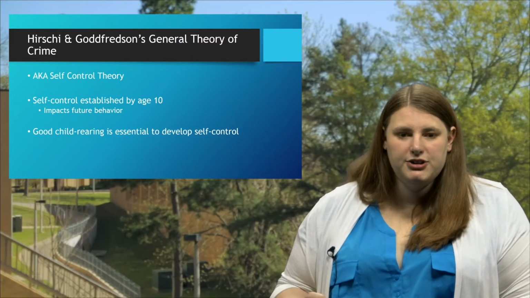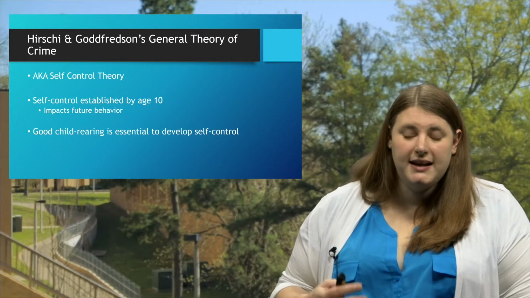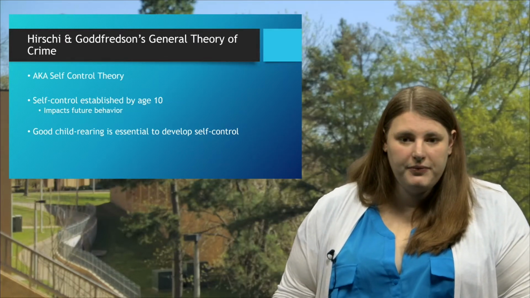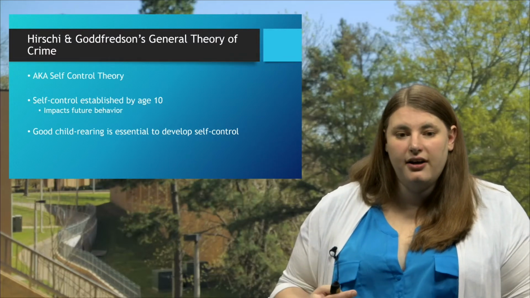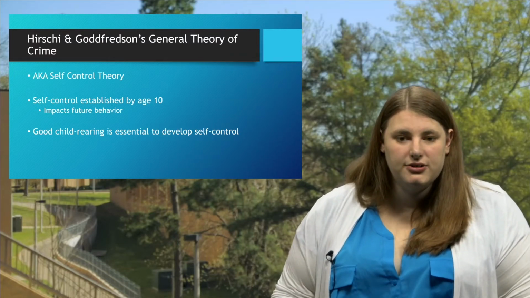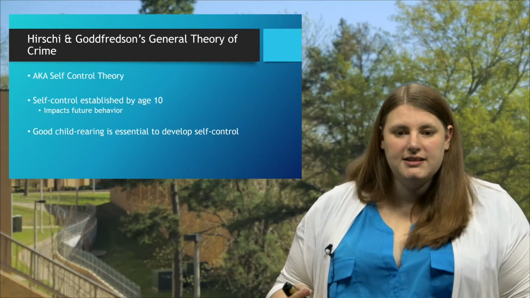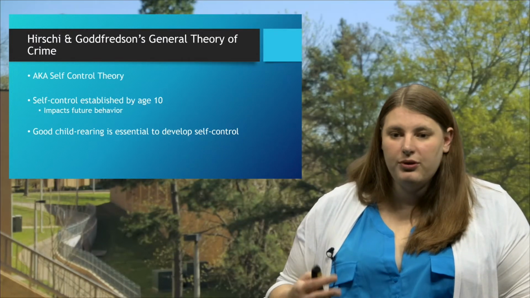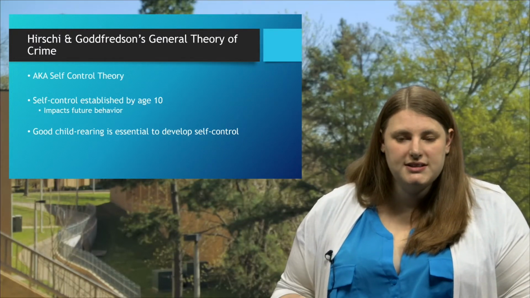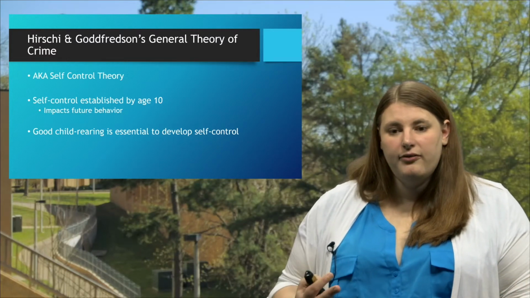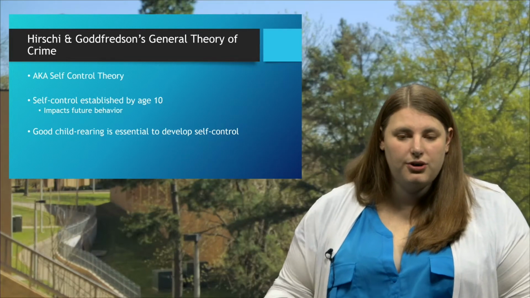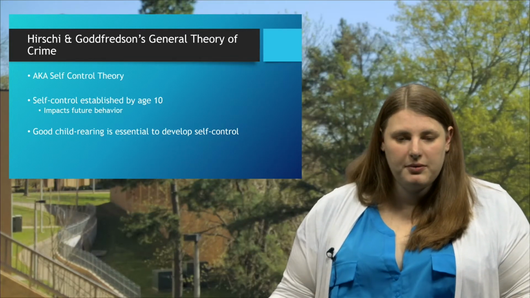In keeping with other control theories, humans are assumed to be innately selfish and in need of control. According to their theory, the ability to control ourselves is created in childhood through our parenting and early socialization. Hirschi and Gottfredson believe that if raised properly with pro-social bonds and effective socialization, children will develop strong self-control. This self-control will then serve as an effective control for the rest of their life, stopping them from committing criminal activity.